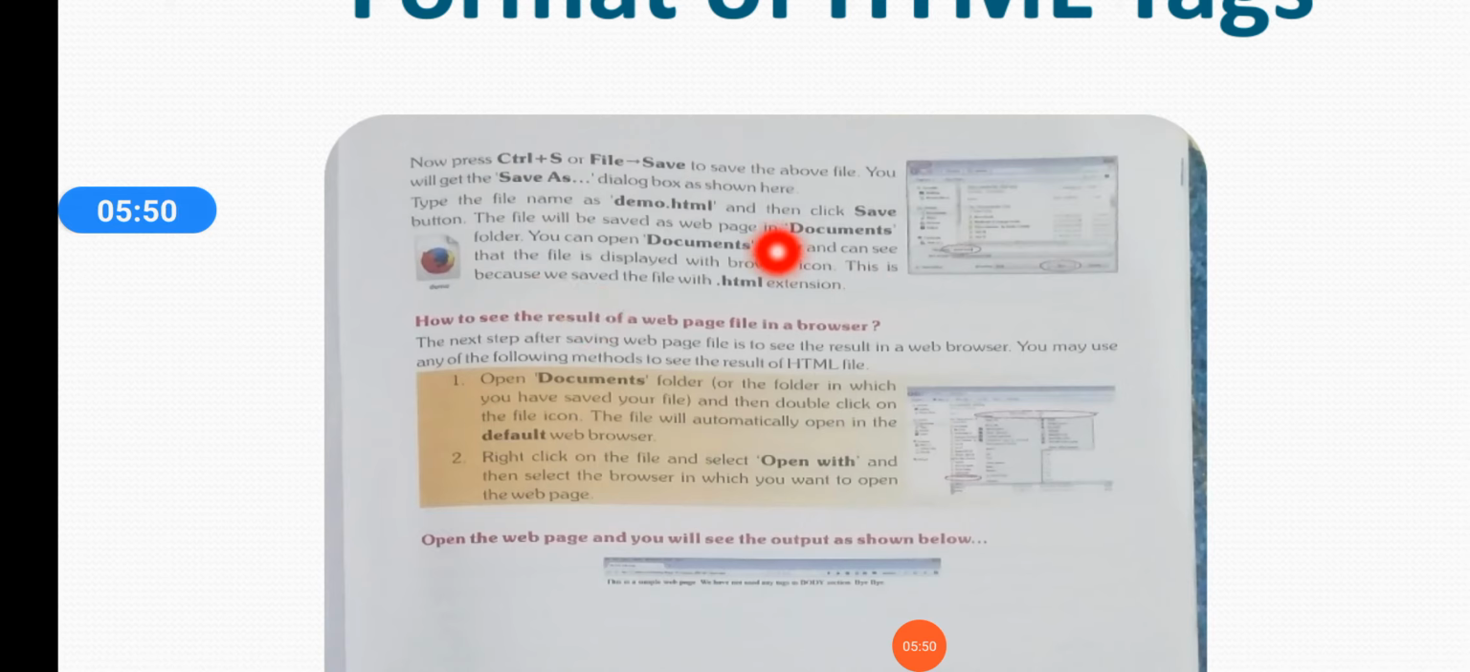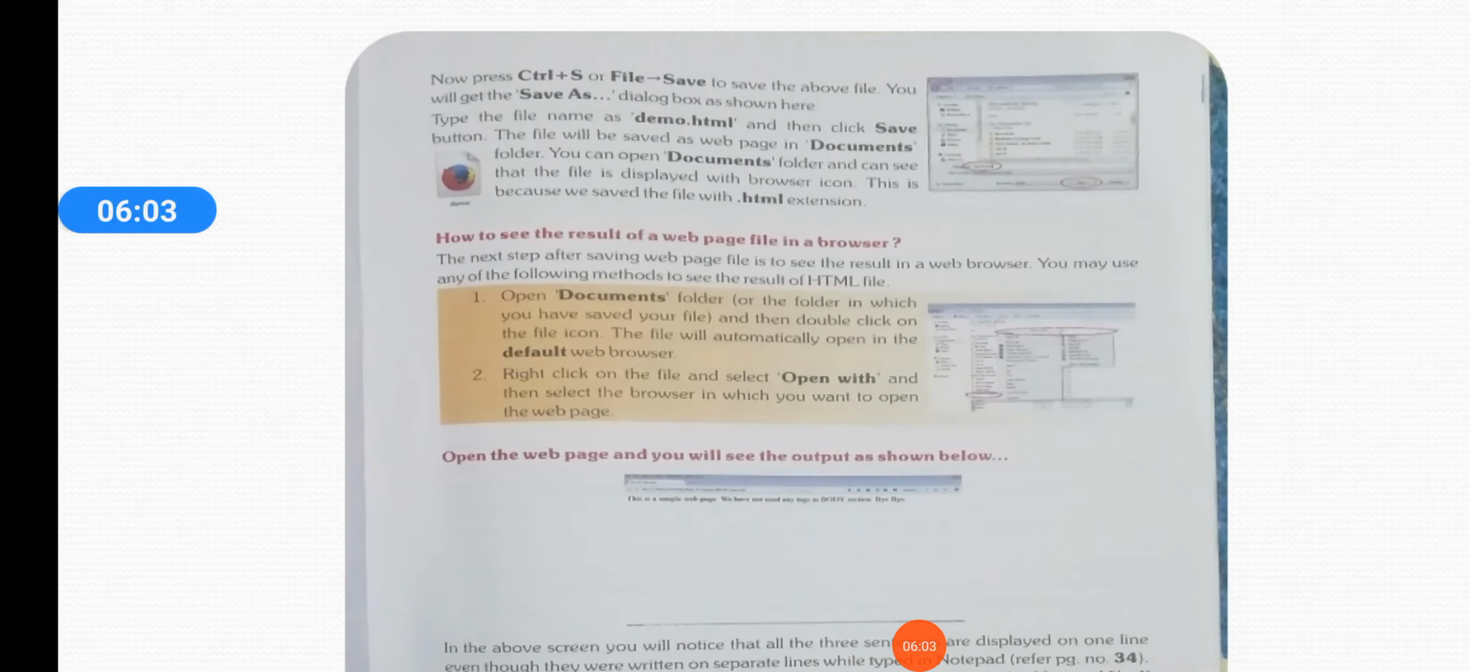Okay, so we have saved the file with the .html extension. This is the better way you can save the file in the documents folder, using the .html extension. Next, how to see the result of a web page file in a browser.